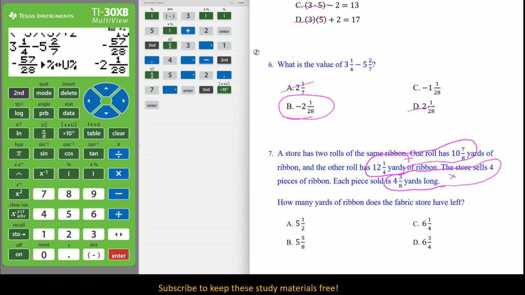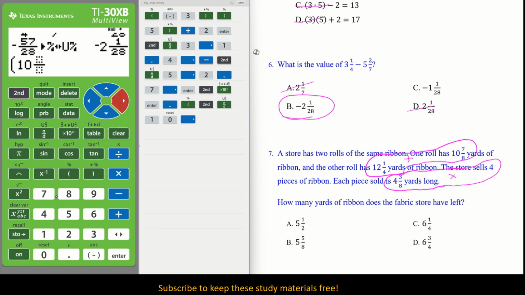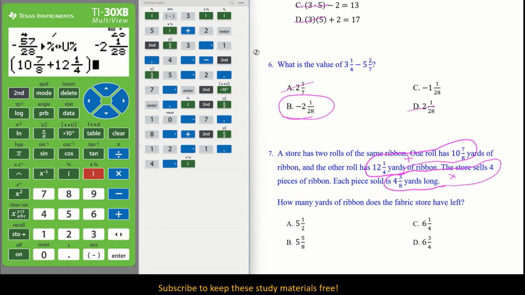Now, what you're going to do is what I have circled. Those items, probably ought to put those in parentheses, okay? So I'm going to arrow down just so you see that, all right? So parentheses, second fraction, 10, arrow over, 7, arrow down, 8, arrow over. Now I'm adding these together, so I push add, then second fraction, 12, arrow over, and I need 1, arrow down, 4, arrow over, close my parentheses.